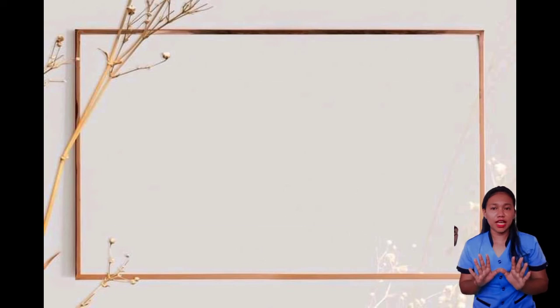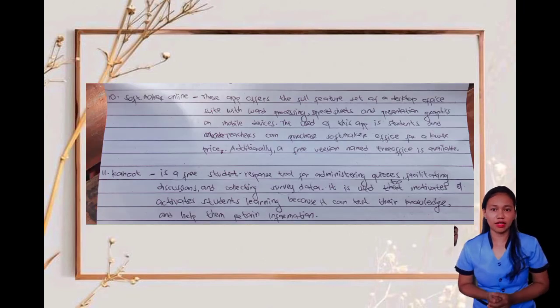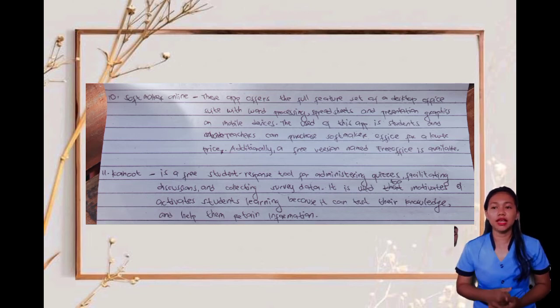The 10th application is SoftMaker Online. This app offers the full feature set of a desktop office suite with word processing, spreadsheets, and presentation graphics on mobile devices. The use of this app is students and teachers can purchase SoftMaker Office for a lower price. Additionally, a free version named FreeOffice is available.